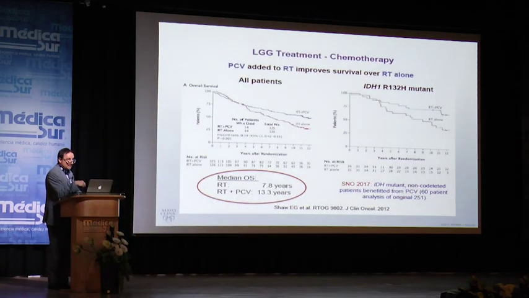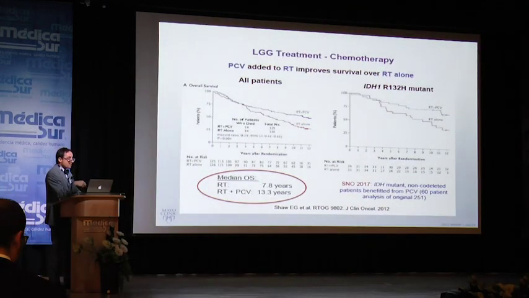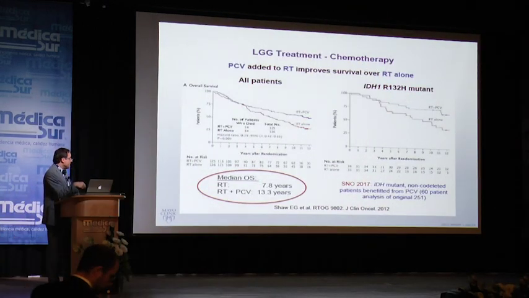The role of chemotherapy in low-grade tumors has increased recently. Again, we used to use surgery and radiation first, but now we know that chemotherapy makes a huge difference. As you can see from this particular study run by RTOG that randomized patients to radiation alone or radiation with PCV, which is a combination of 3 drugs, procarbazine, vincristine, and CCNU, you can see that median survival is significantly improved, and it's almost double, right?